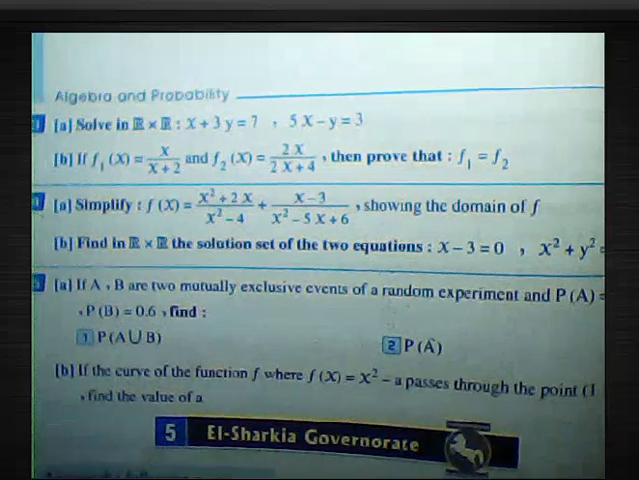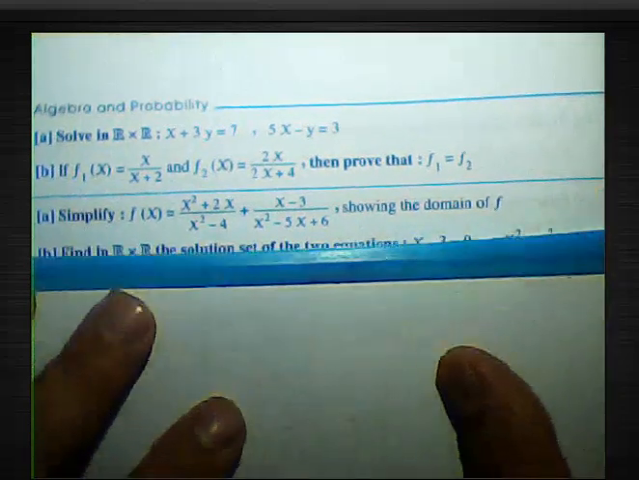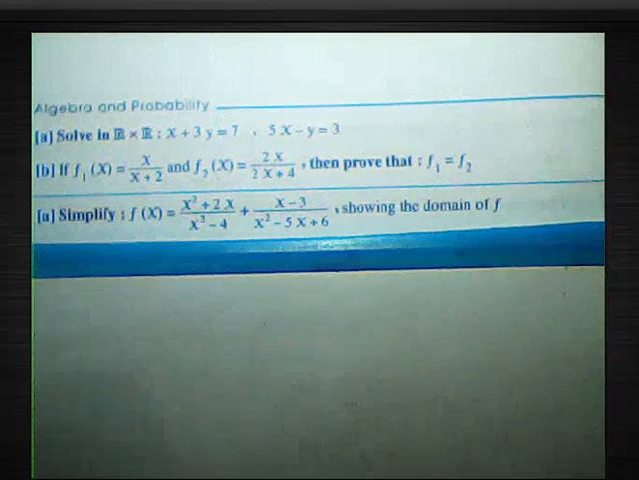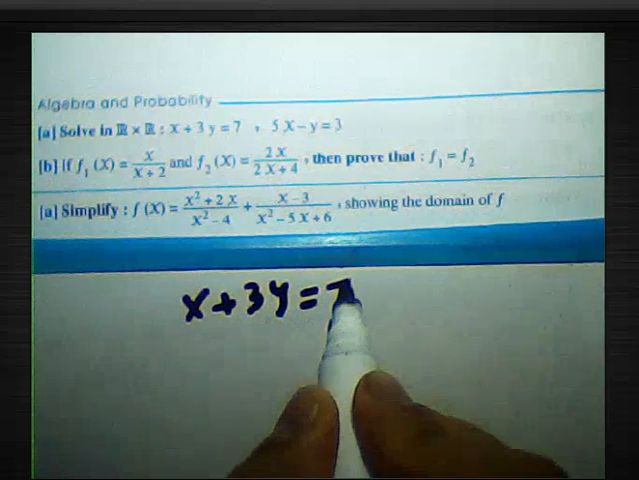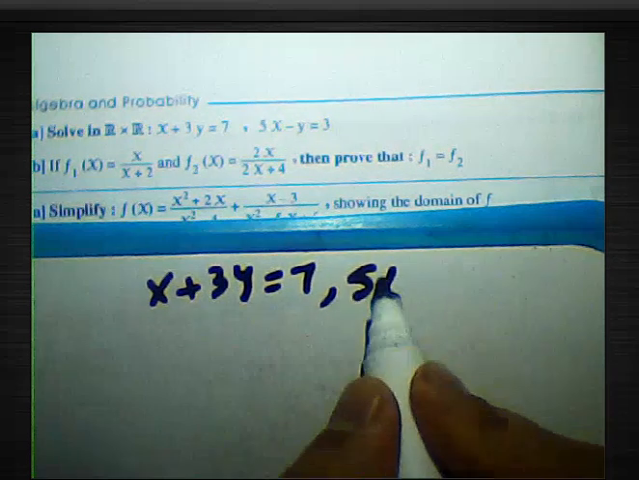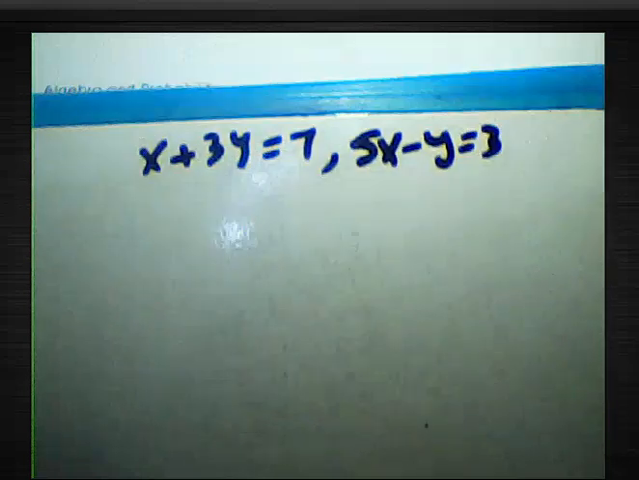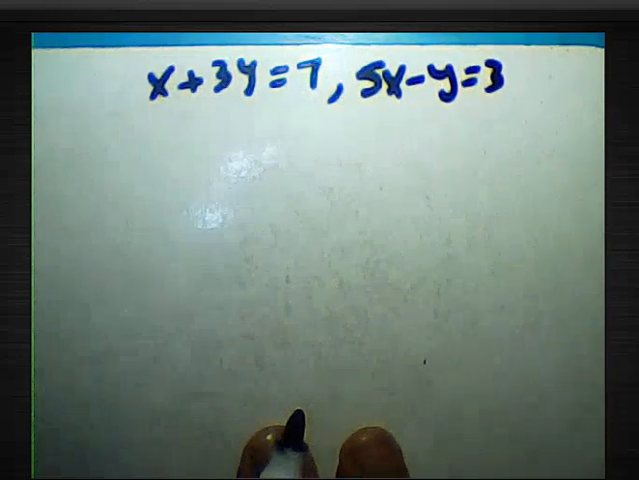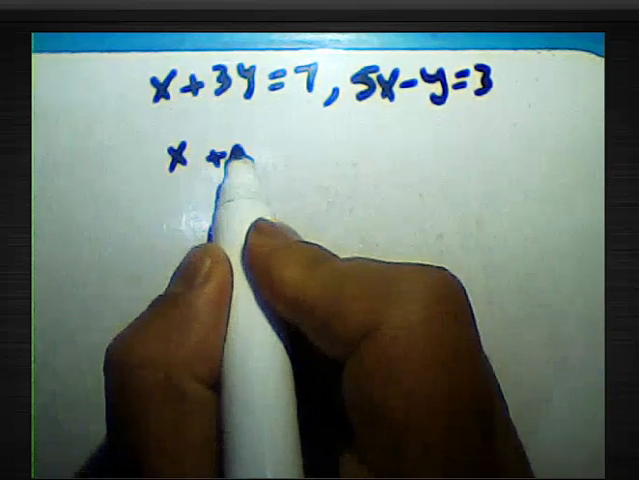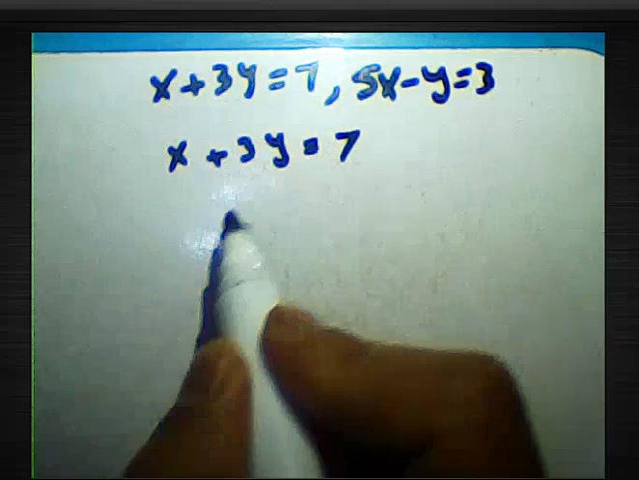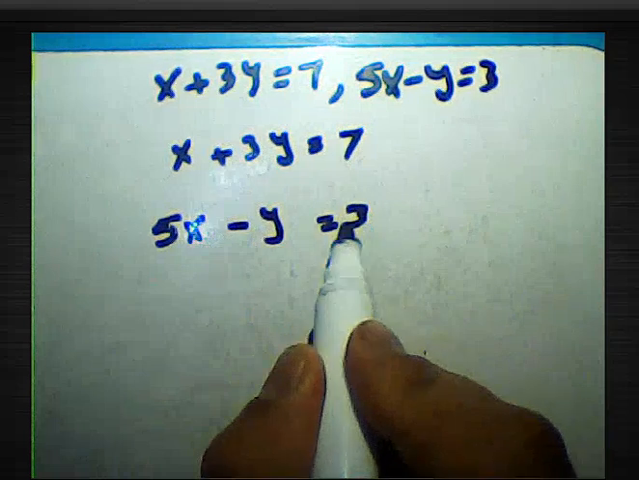Okay, I will solve the example by substitution. x plus 3y equals 7 and 5x minus y equals 3. Okay, we can put the first on the top and the second behind it. 5x minus y equals 3.